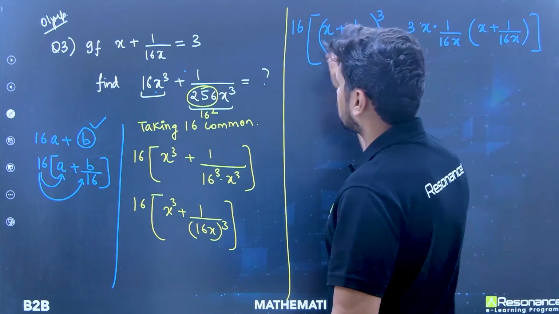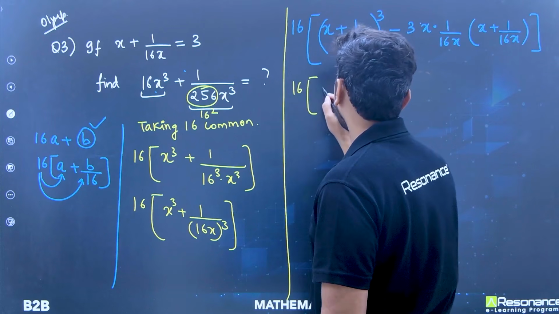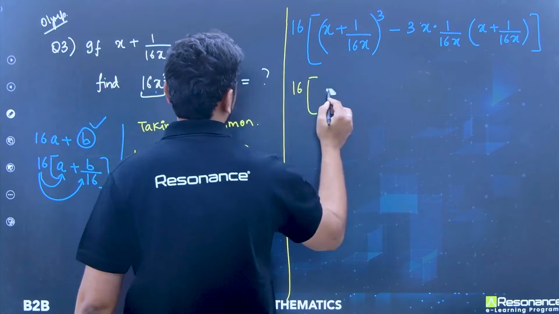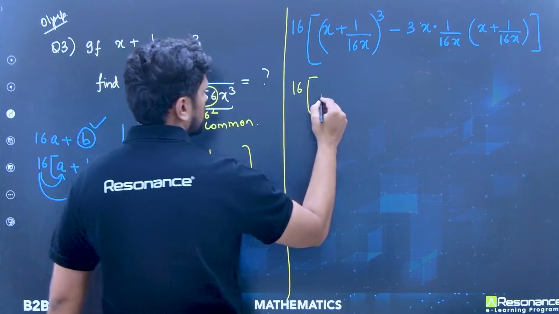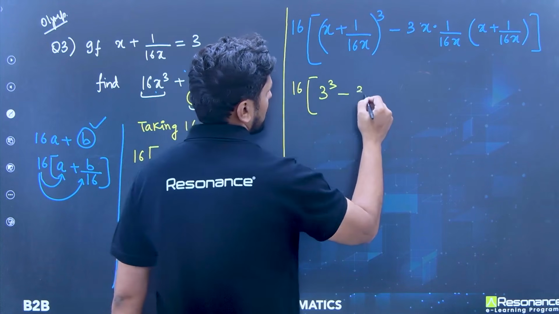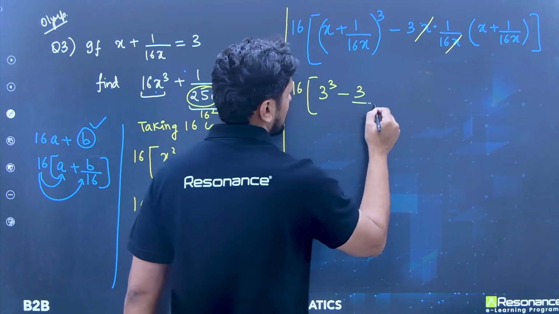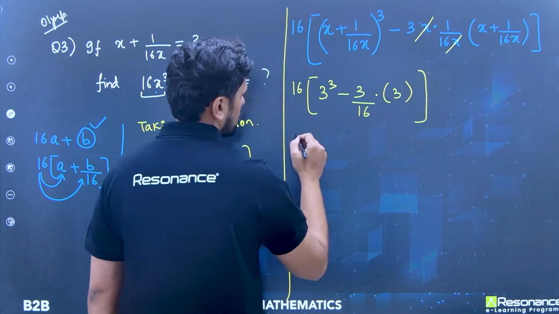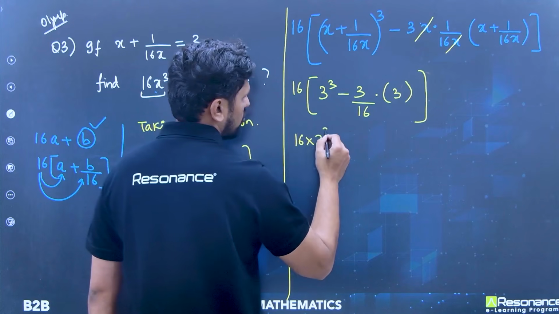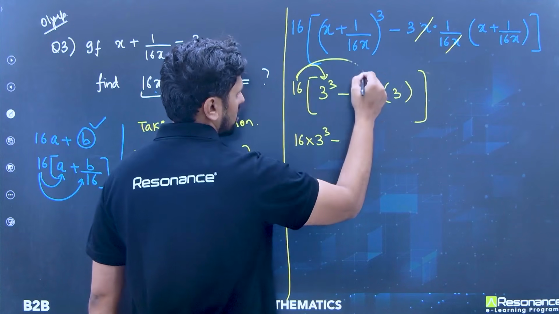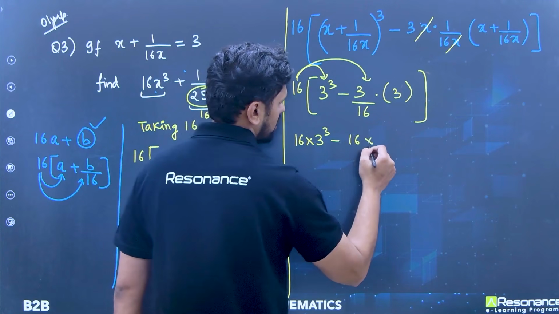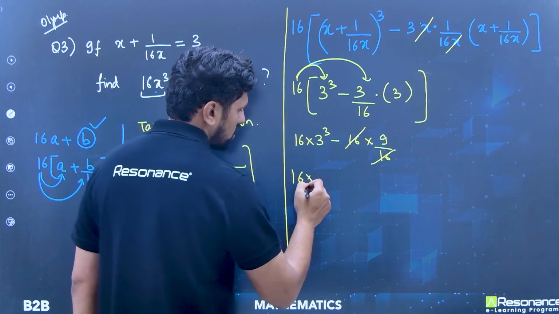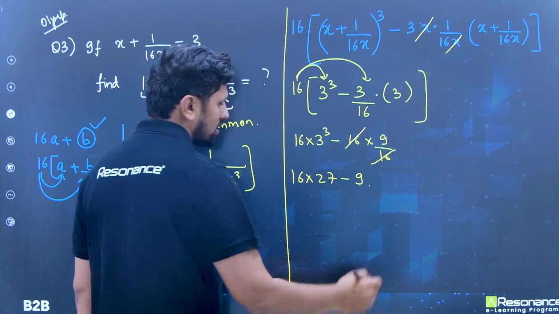So what is x plus 16 by x? That is equal to 3. So we will get 3 cube here. It will be 3 cube minus 3. This and this got cancelled. This is 16 into 3, so it will be 16 into 3 cube. I am just multiplying 16 again, minus 16 into 9 by 16. So this and this got cancelled. So 16 into 27 minus 9.